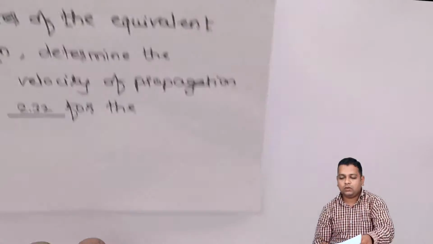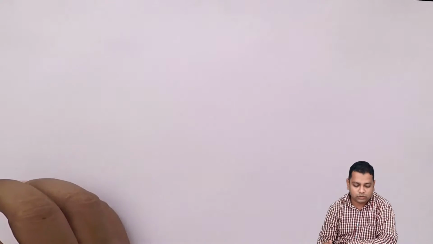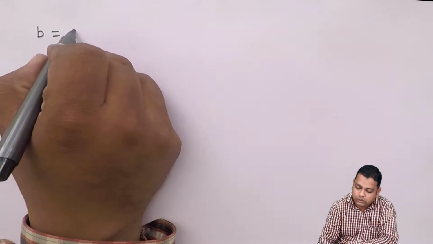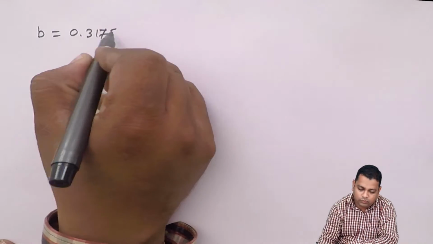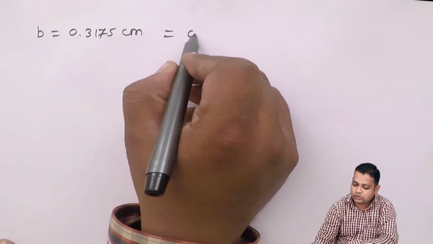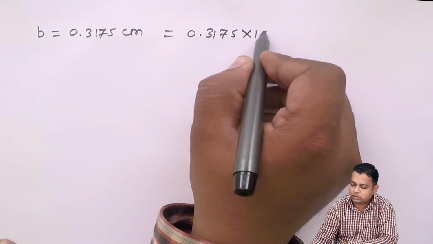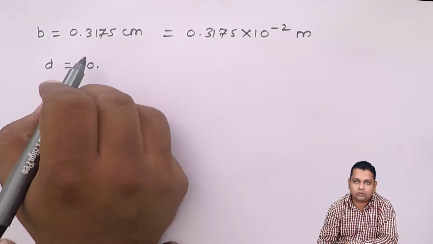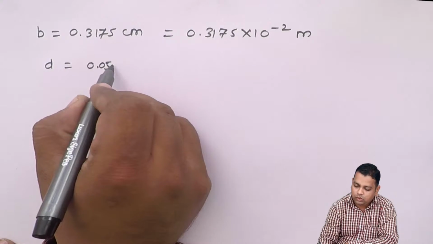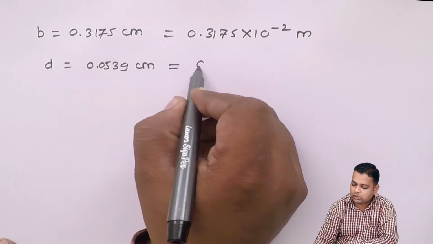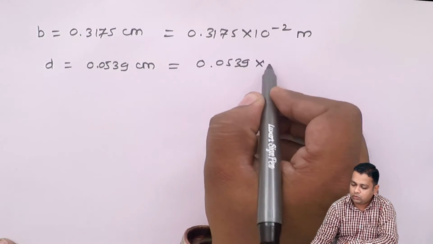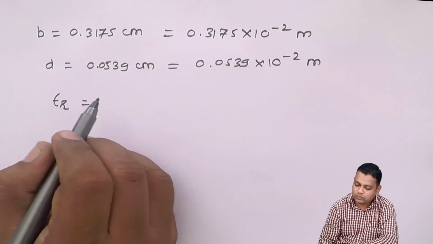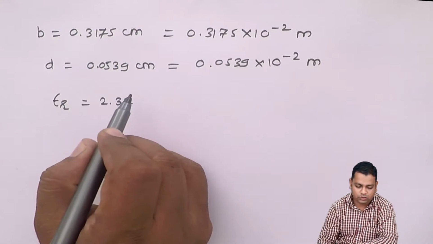So using the formulae, while we switch from the coaxial cable to the strip line, we first of all mention small b, that is given to us. So it is 0.3175 in centimeters. So this becomes 0.3175 into 10 raised to the power minus 2 meters. The small d parameter is also known to us from this statement. So it is 0.0539 centimeters. So we can mention 0.0539 into 10 raised to the power minus 2 meters, and the relative permittivity of the medium is given to us, that is 2.32 here.